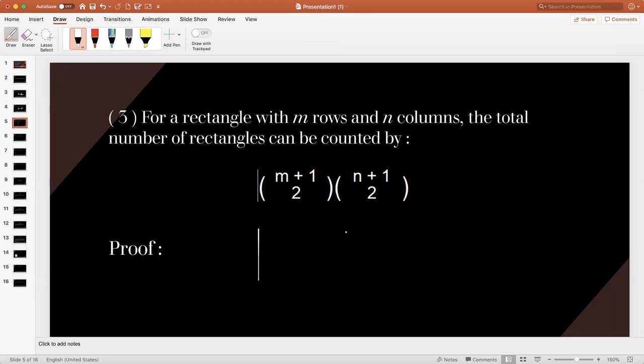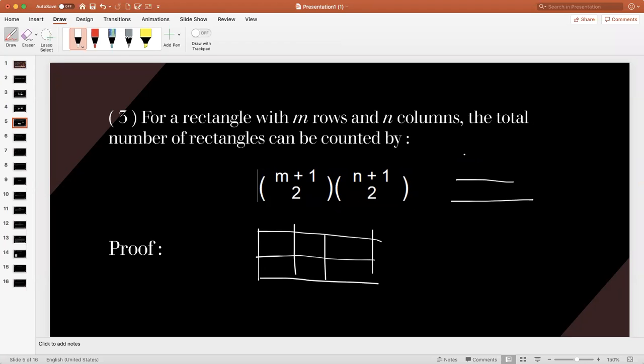We start off with an example again. If we have three columns and two rows, to make a rectangle we always need two horizontal lines and two vertical lines to create one rectangle. And that rectangle is this one right here.